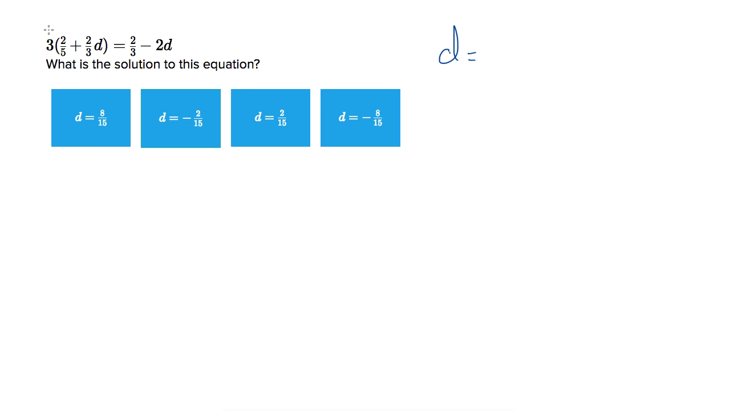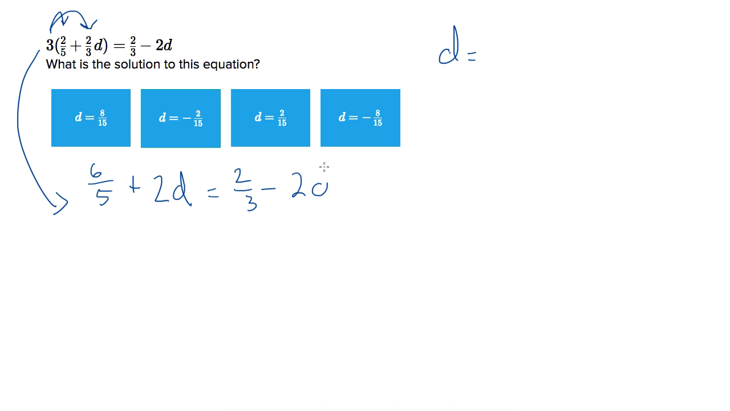First thing that we're going to do is just apply our distribution here. We're going to distribute 3 through this expression. So we'll get 3 times, and I'll bring it down here. We get 3 times 2/5 is 6/5 plus 2/3 d. So that's 3 times 2/3 d. Well, the numerator and denominator will cancel, so we will get 2d, because we'll have 3 on the top and the bottom, equals 2/3 minus 2d.